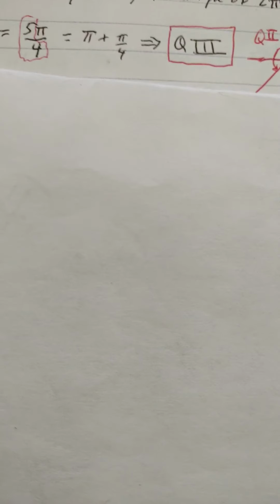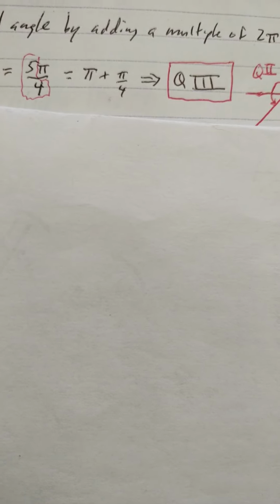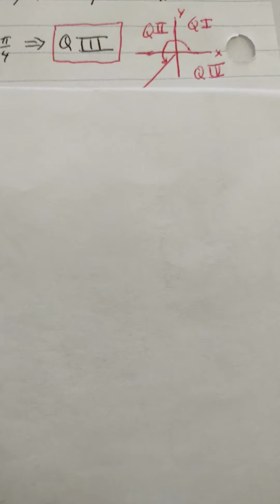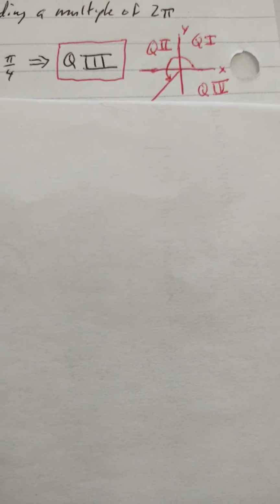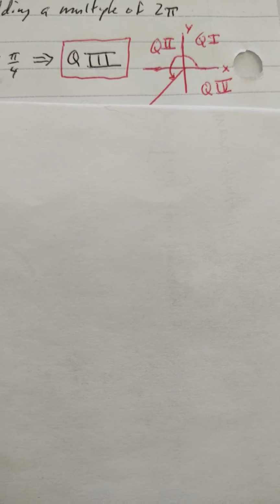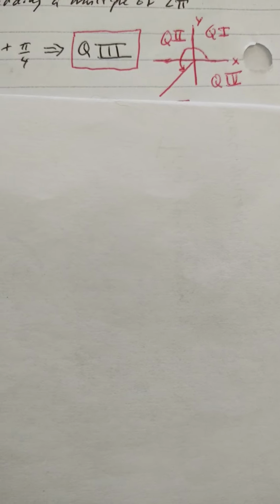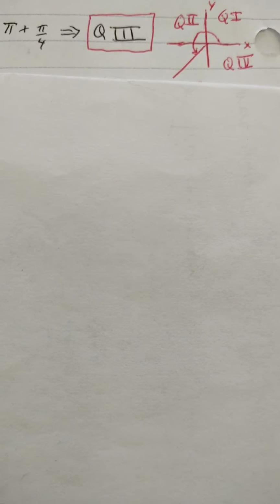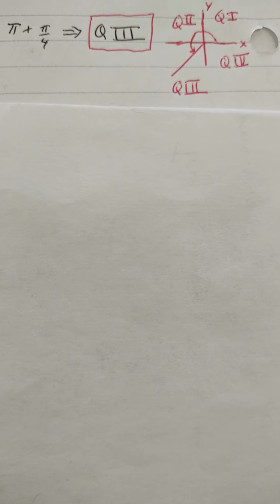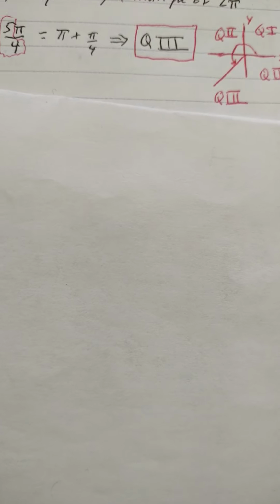So we're going to be obviously in quadrant 3. Pi over 4 is like 45 degrees. So there is my little picture. When I go from the positive x-axis to the negative x-axis, that's half of a revolution. That's pi. And then we go a little bit more, pi over 4. So the terminal side's in quadrant 3. Quadrant 3. So that's our answer. Okay, let's try another one like that.